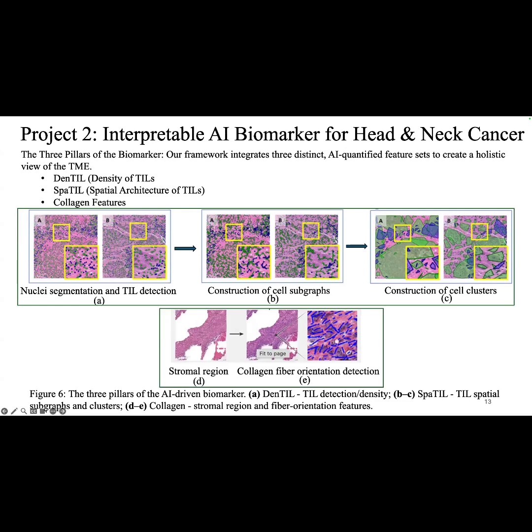So here you can see these three pillar biomarkers. In the top row, for Dentil and Spatial, we start by detecting all cell nuclei and identifying the immune cells. Then we build connections between nearby cells and create a cell subgraph. And finally, we group cells into clusters to understand their spatial organization. In the bottom row, for collagen features, we identify stromal regions in the tissue, then detect and analyze the orientation of collagen fibers, shown here in blue.